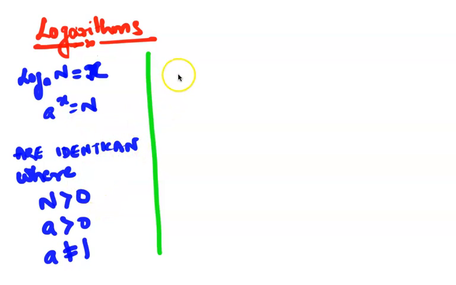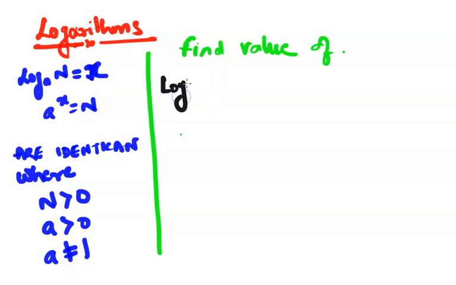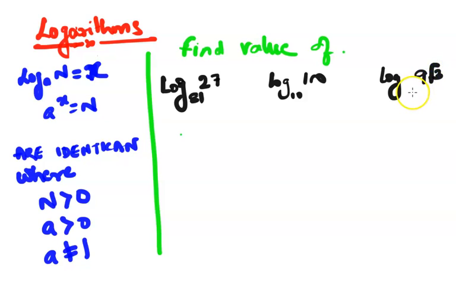So let's say, find the value of log 27 to the base 81, log 100 to the base 10, and log 9 root 3 to the base 1 by 3. Right? Let's solve these equations.